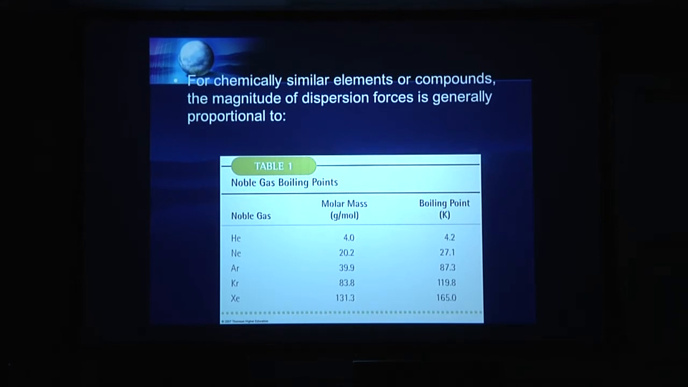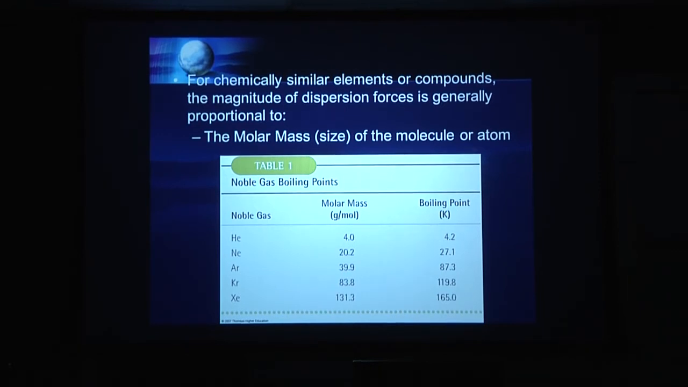And that is exactly the trend we'd expect, because we know the only thing that's happening between atoms in samples of helium or neon or argon or krypton are these dispersion forces. So bottom line is that the more electrons, the bigger effect the dispersion force will have on the boiling point.